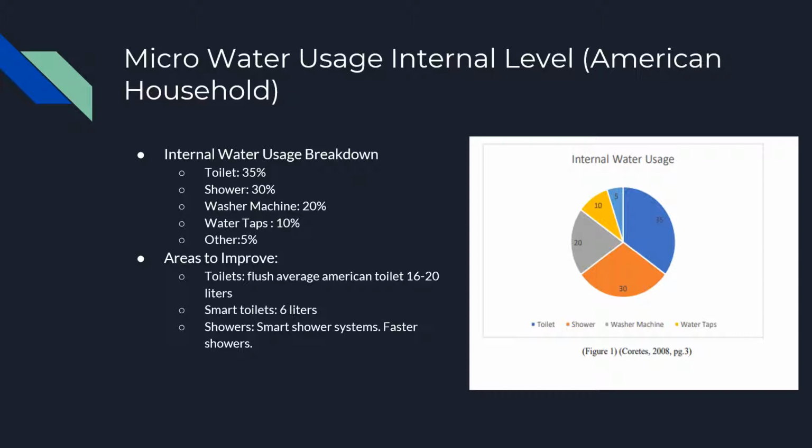Now the areas we can improve specifically are within toilets, which flush. The average American toilet uses 16 to 20 liters. Smart toilets use 6 liters. Essentially, we're going to cut that 35% by 30%. Showers, we can also install smart shower systems as well as faster showers.